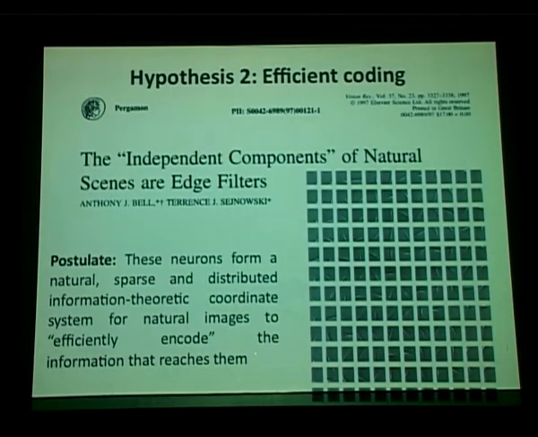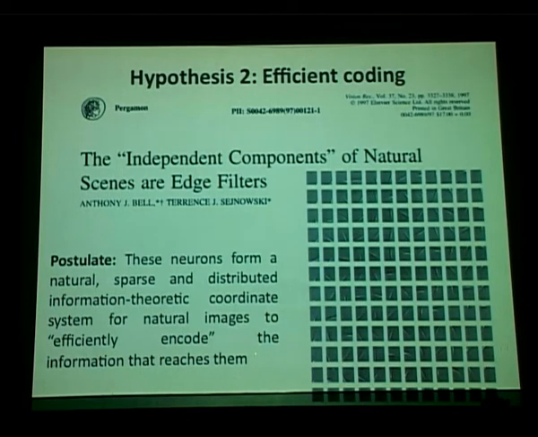The other hypothesis starts from Horace Barlow and even earlier. It is what's known as the efficient coding hypothesis. So the postulate is that neurons form a natural, sparse, and distributed information theoretic coordinate system for natural images, to efficiently encode the information that reaches them. They are very careful to distinguish between optimally encoding and efficiently encoding. By efficient encoding, what they say is the neuron uses all the information that is available to it in encoding whatever it has to do.